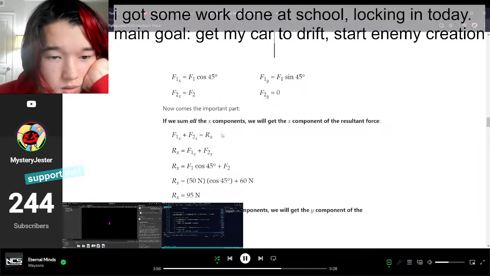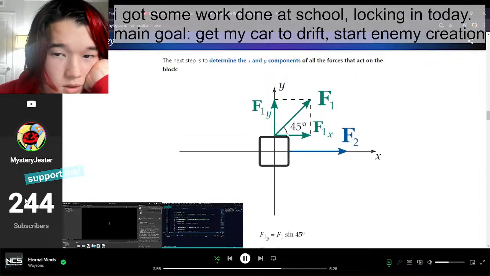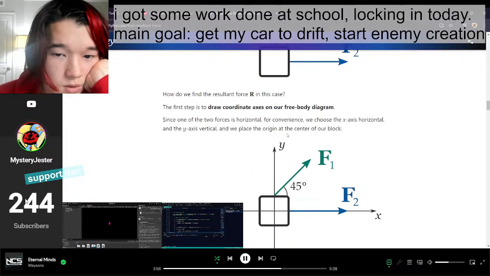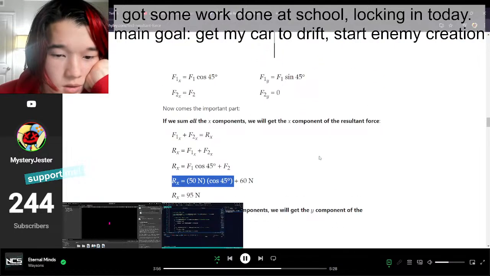Equals R sub x. Right, so this is just showing us what happened up here. And then R sub x equals, so it's expanding it here. R sub x equals F sub 1 cosine 45 degrees plus F sub 2. And it shows us F sub 2 is 50, right? Is F sub 2 50 here? No, F sub 2 is 60.